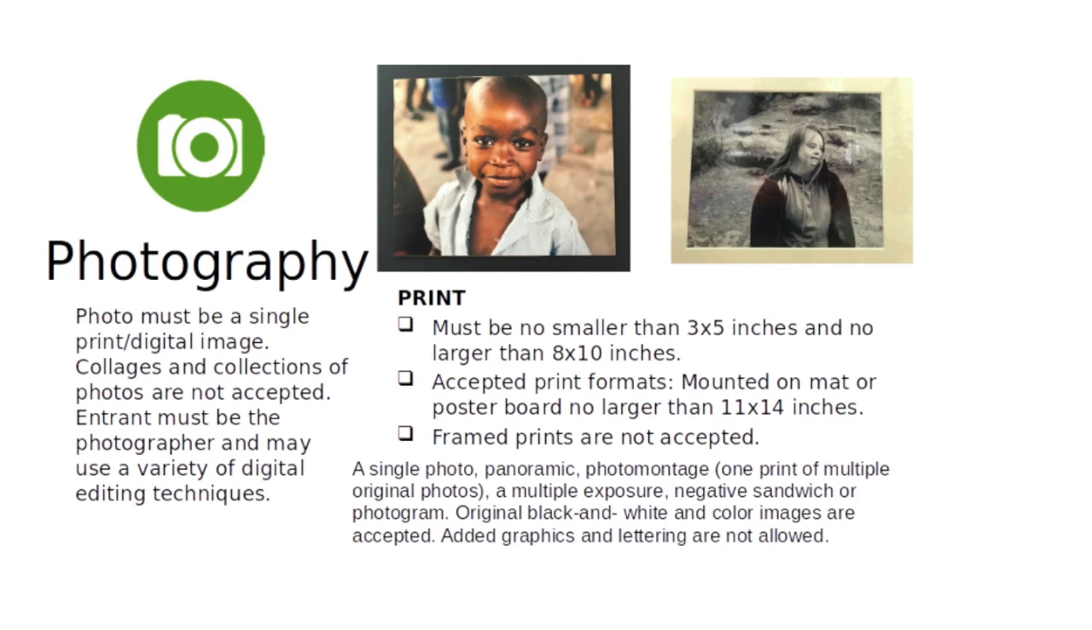This print can be a single photo, panoramic, photo montage, which is one print of multiple original photos, a multiple exposure, negative sandwich, or photogram. Original black and white and color images are accepted. Added graphics and lettering are not allowed. So the difference between a photo montage and a collage, for example, is that a photo montage is one seamless print. So the photo has to be a seamless print. It can't be cut and glued or taped. That would be 2D art.